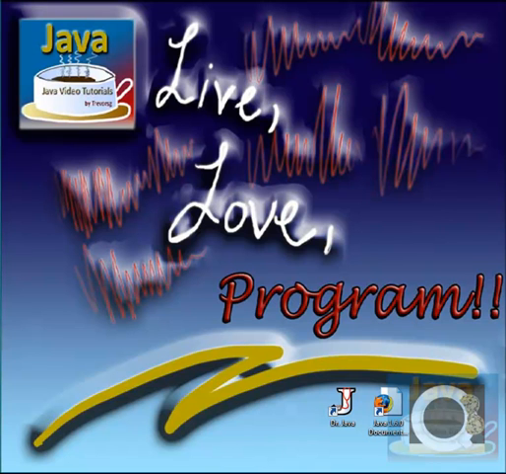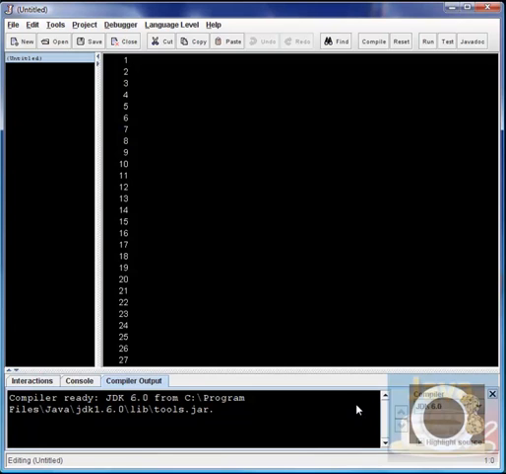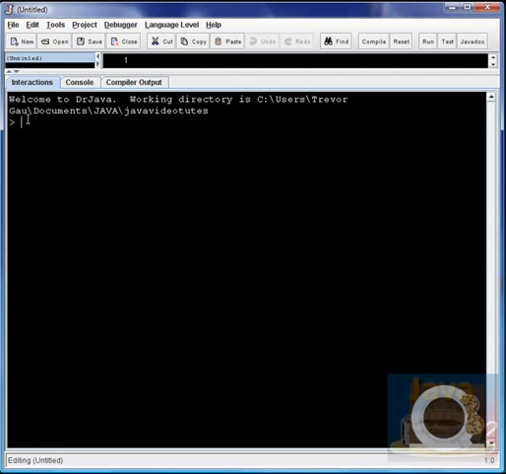Sort of like the last lesson, we're just going to use the interactions pane in DrJava. So let's go ahead and open that up. And the very first thing we're going to need to understand is binary. So if you don't know it already, then it's a good thing to know. Just go ahead and learn it. It's not that hard. How to understand a binary number.